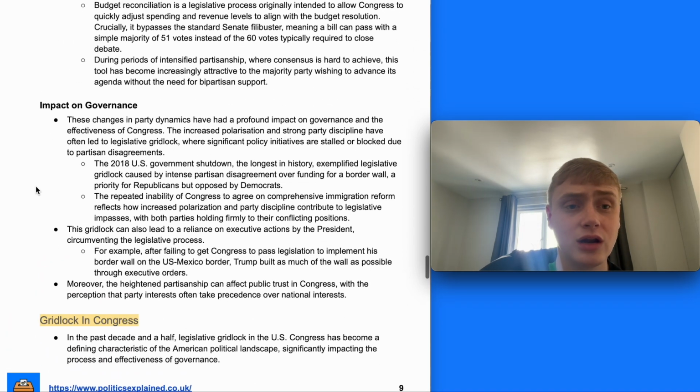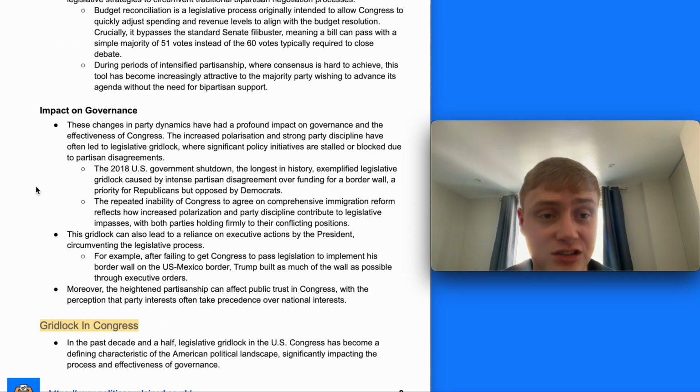And the final thing we're going to have a quick look at is its impact on governance. So these changes in party dynamics have had a profound impact on the governance and effectiveness of Congress.